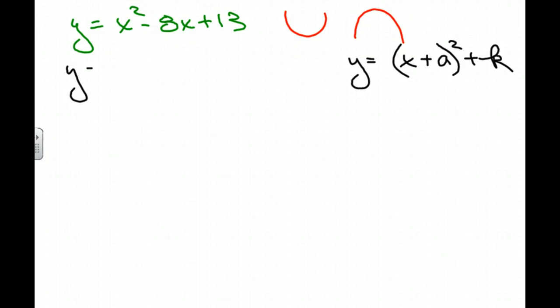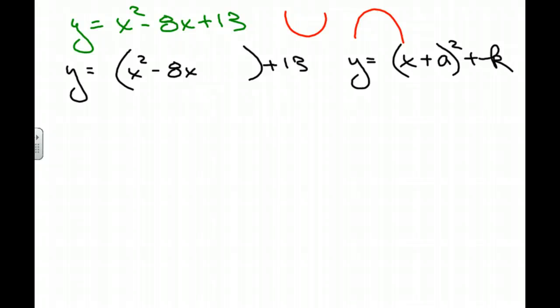First step. We're going to rewrite it like that. Didn't really do anything to it. All I did was put parentheses around x squared minus 8x and took the constant, the plus 13, and put it outside the parentheses. Now, following completing the square, I'm going to look for that third term inside those parentheses. What is that third term? How do I find it? Half of 8, and then square it. So plus 16.